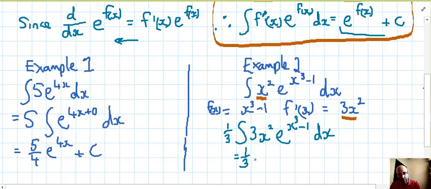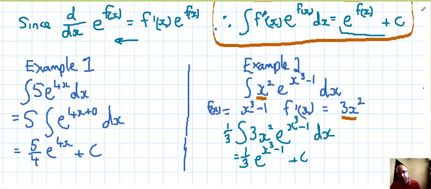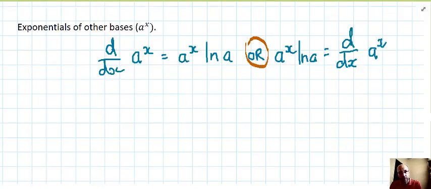Alright, so it's a third times e to the x cubed, take 1, plus c. Alright, e to the x cubed, take 1, plus c with a 1/3 on the front. You don't have to multiply the constant by a third. A constant is a constant. What if the base is not e?